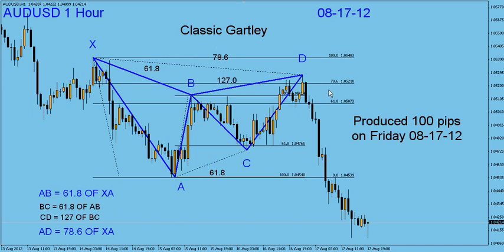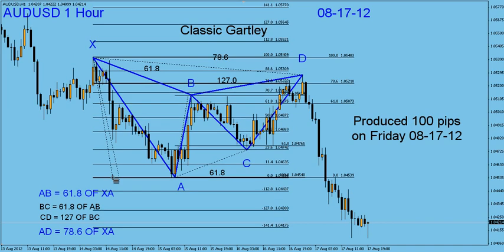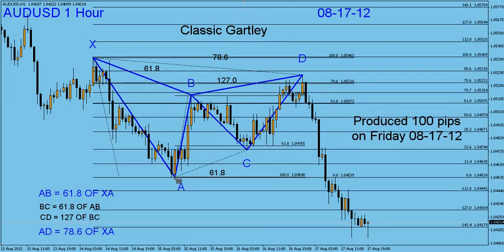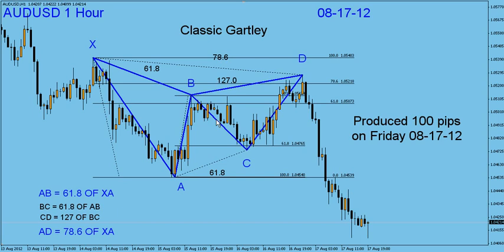Right after that, you can see what happened. So this is a classic Gartley. This is how it works, and this is how you calculate. Let me show you with the tool how I calculated it. This is the X point and this is the A point. So you pull your tool exactly from X to A, and then you mark the point B, which is 0.618.